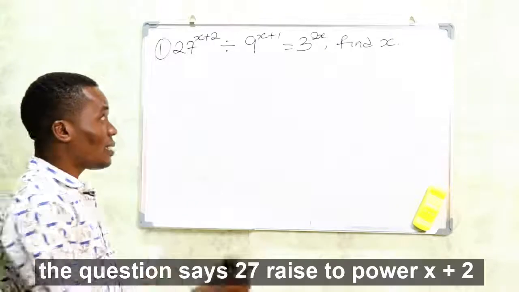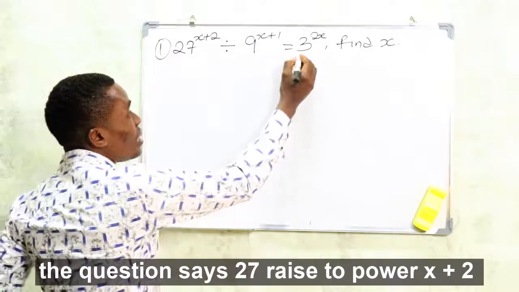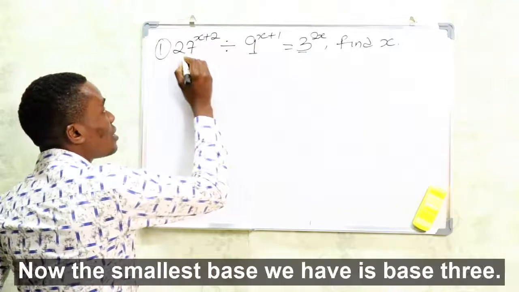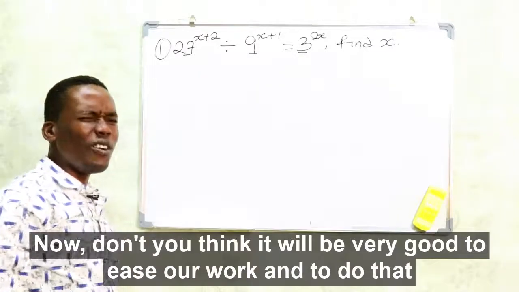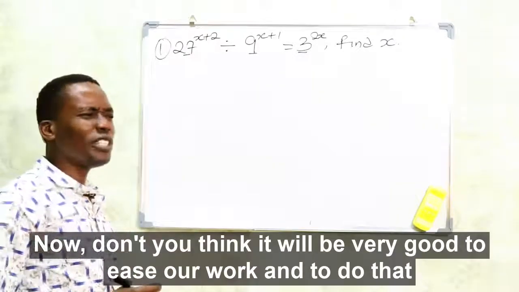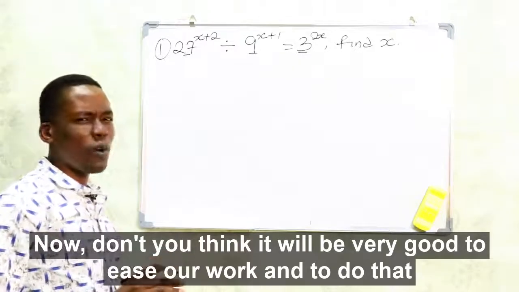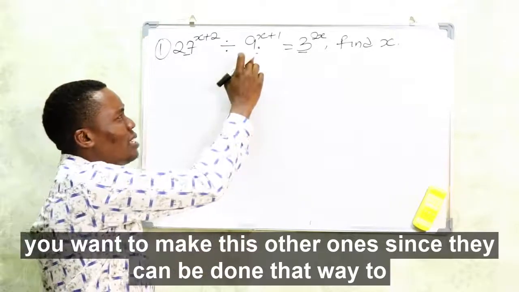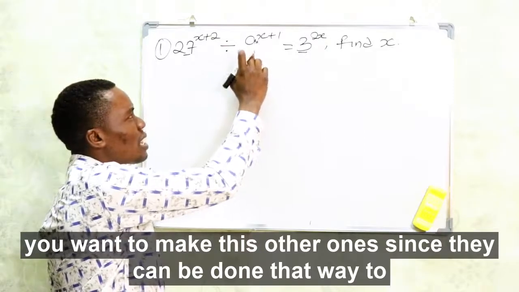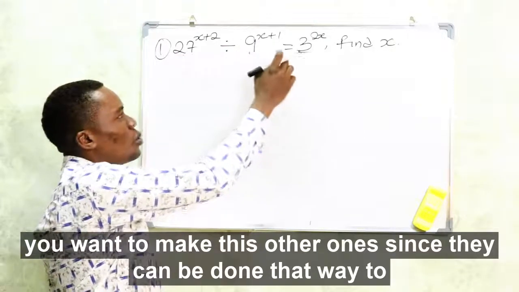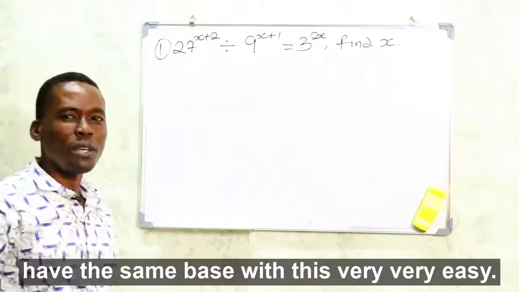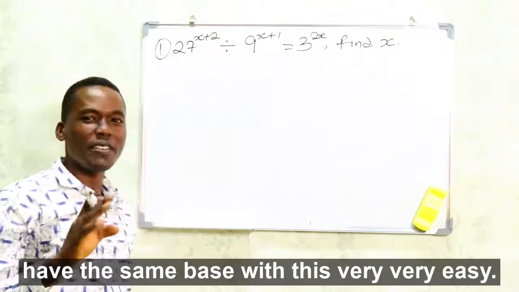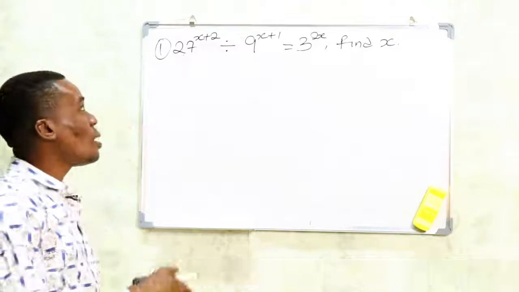Now to go about this, we remember these are called the bases. Now the smallest base we have is base 3. Now, don't you think it would be very good to ease our work? And to do that, we want to make these other ones, since they can be done that way, to have the same base with this. That way, we can be able to make our solutions very easy. Now, let's go about that.